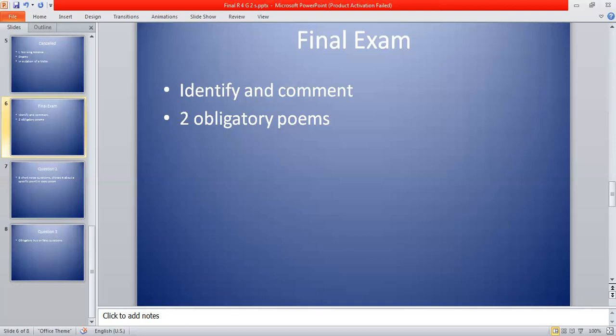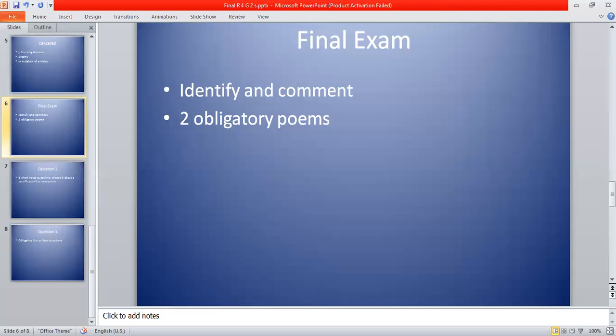the themes and the particular figures of speech and technical aspects related to this part, whether it has a dramatic monologue, for instance, whether it has irony, whether it has metaphors, parallelism, any kind of figures of speech together with the theme.